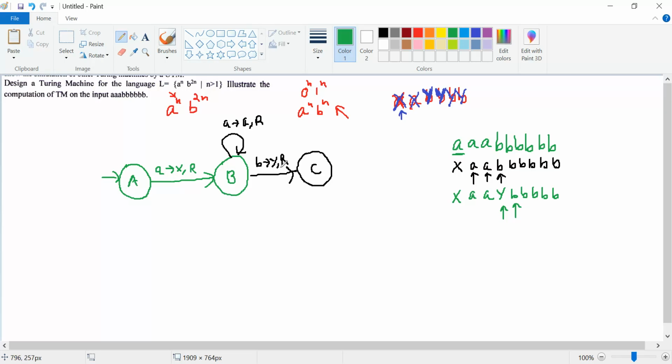So if we see a B now, I have to replace it with Y. Now I found two B's, two matching B's, so I can move left now, right? So I can move left. So I found a B, so I can now move left. Okay, so I can now move left.